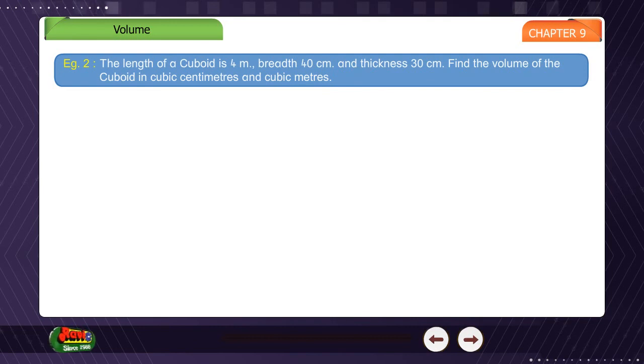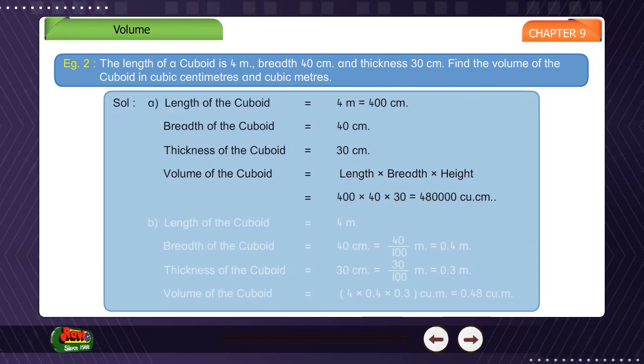Example 2. The length of a cuboid is 4 meters, breadth 40 centimeters and thickness 30 centimeters. Find the volume of the cuboid in cubic centimeters and cubic meters. Solution. A. Length of the cuboid is 4 meters, is equal to 400 centimeters. Breadth of the cuboid is equal to 40 centimeters. Thickness of the cuboid is equal to 30 centimeters.